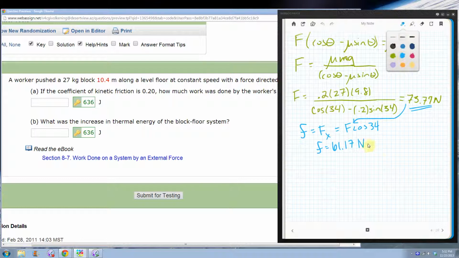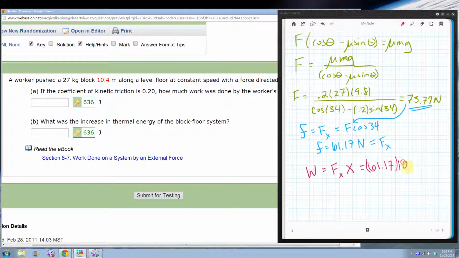By the way, those are the same thing. So the work is the force in the x direction times the distance he went in the x direction. The force in the x direction is what I just found. The distance he went is 2.4. So I put that together and I get 636 joules.